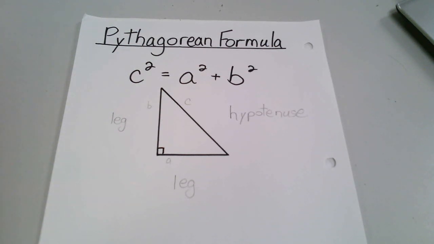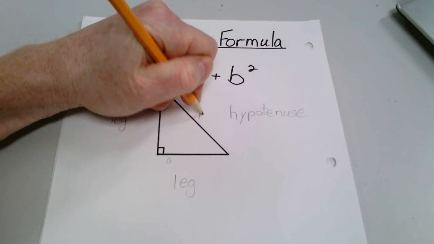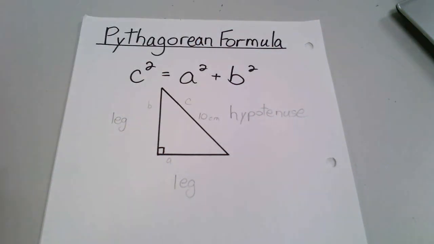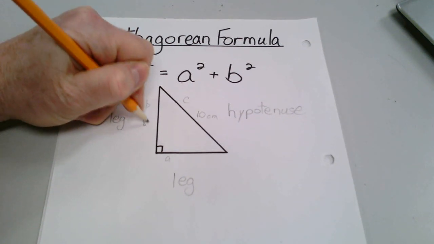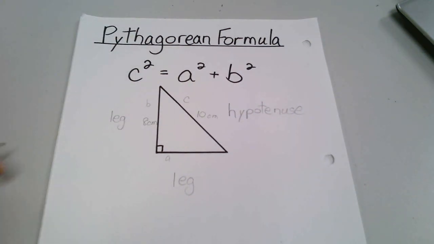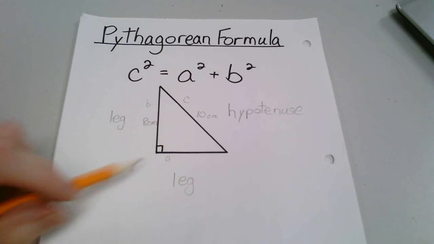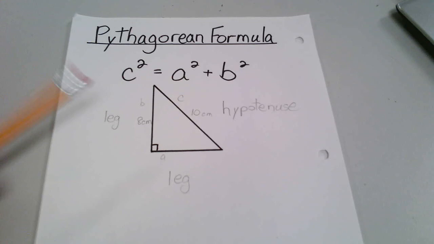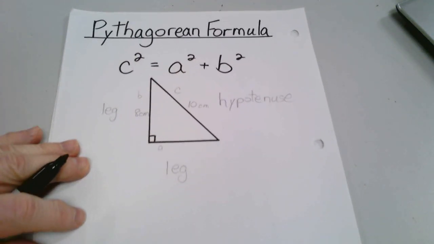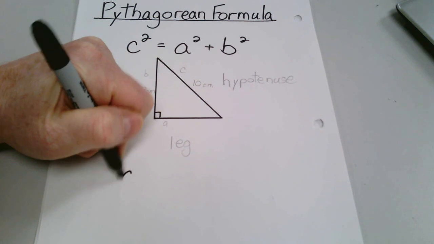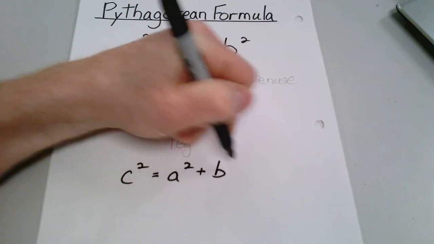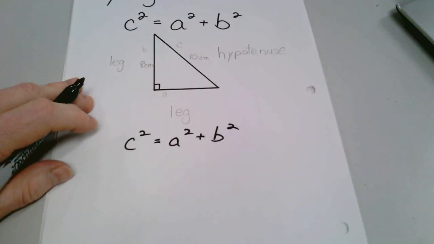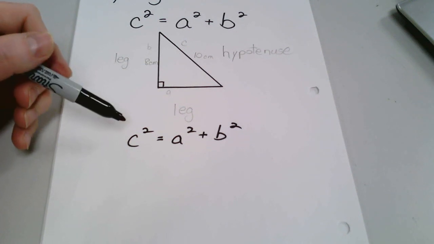So let's give some numbers to the sides here. Let's call the hypotenuse 10 centimeters, and we will call one of the legs here, let's call it 8 centimeters. We now have enough information to figure out what the length of this leg is here. So we do what we've done all along. We employ the formula. We write down c squared equals a squared plus b squared. Always start with the formula. Then we begin to plug in numbers.